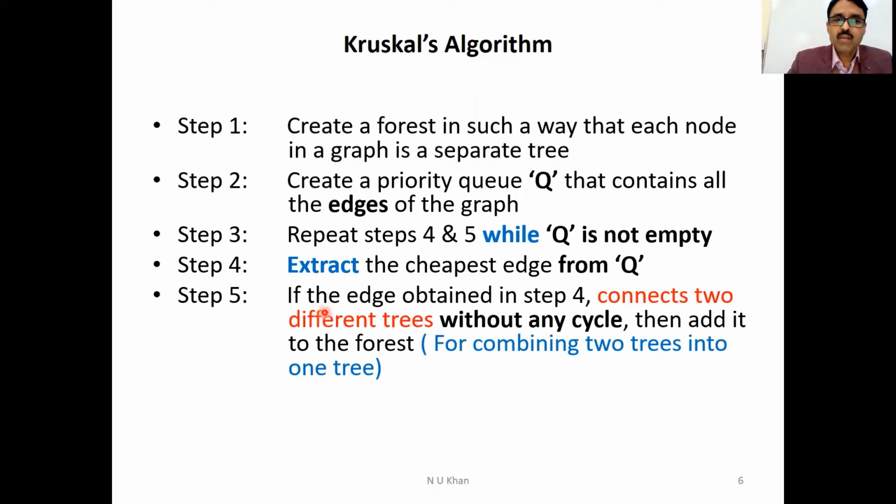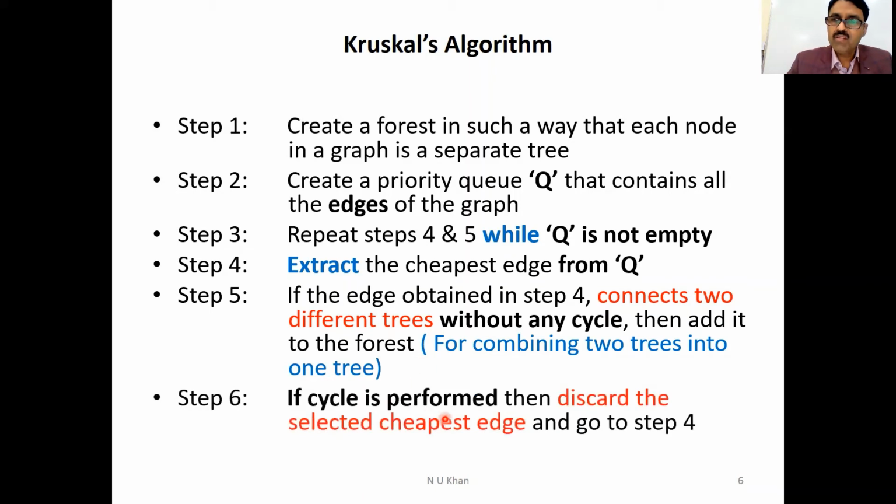Now after that, if the edge obtained in this step connects two different trees without any cycle, then add it to the forest. It means combining two trees into one tree. Now if a cycle is formed, suppose अगर हम connect करते हैं और cycle बनती है, then discard the selected cheapest edge and select the next cheapest edge. Go to step number 4. दोबारा से हम एक cheapest edge को वहां से extract करेंगे.